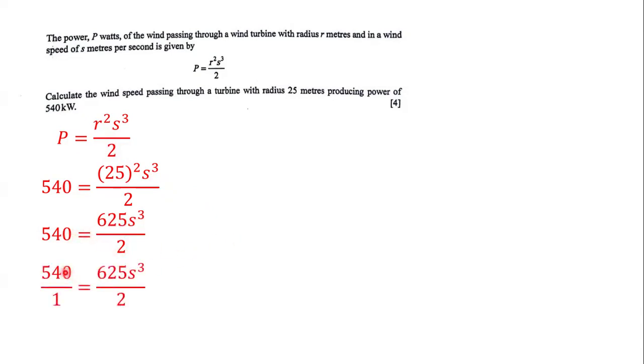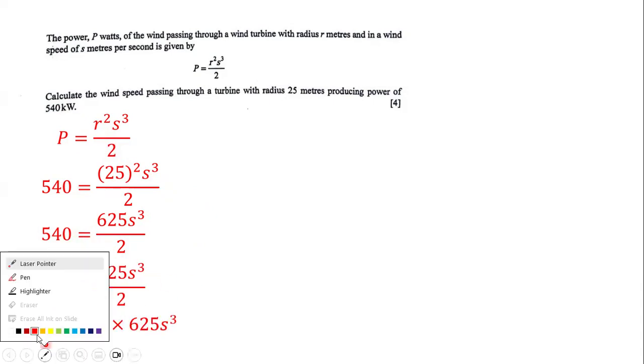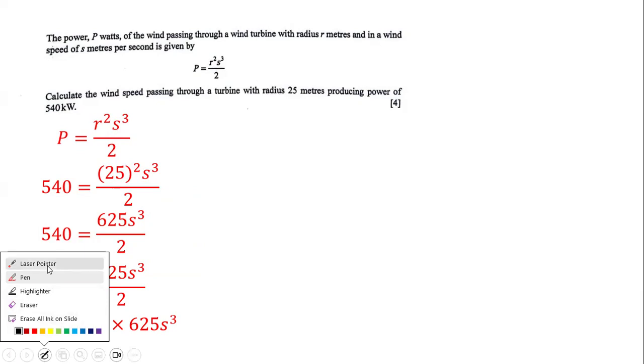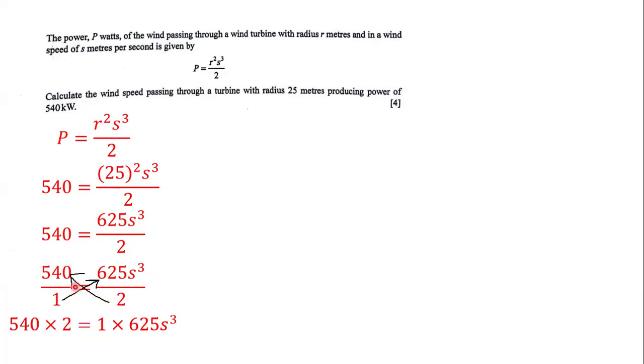Next, we put 540 over 1, and we cross multiply. Now, when we cross multiply, what do we do? We take 2 and multiply it by 540, and we take 1 and multiply it by 625 S cubed. So we have 2 times 540 right here, and 1 times 625 S cubed, and that's what we have here.